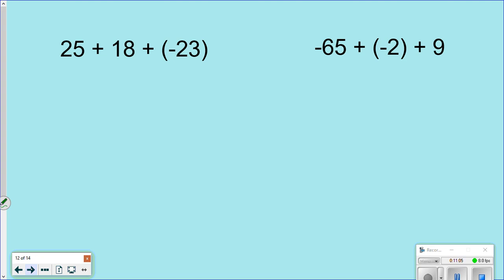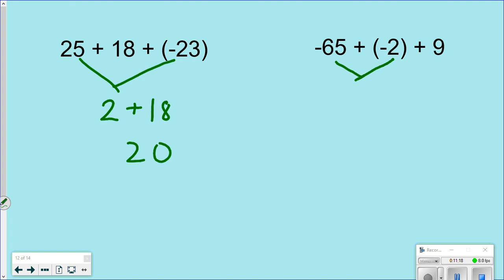Let's see, if I had to do these, I would probably do this one first because they're very close to all canceling out here. I have 2 left, and then plus 18 would be 20. Over here, I'd probably do this first and get a negative 67 and add 9 to it. And let's see, get 50, negative 58.